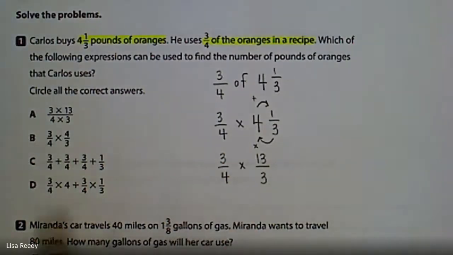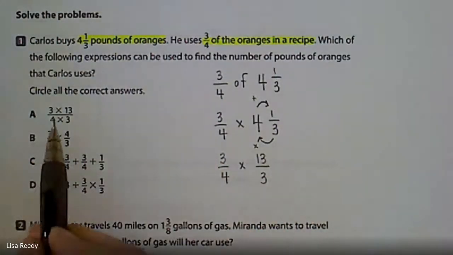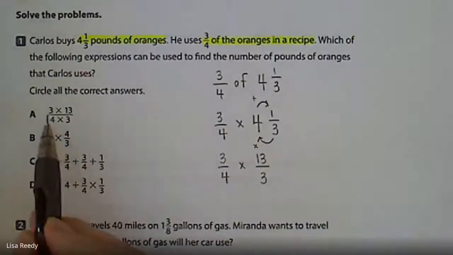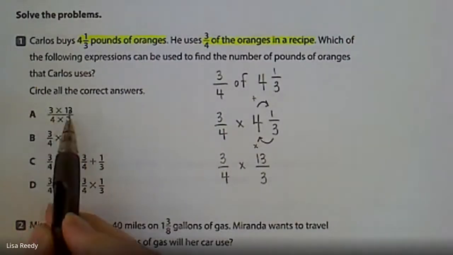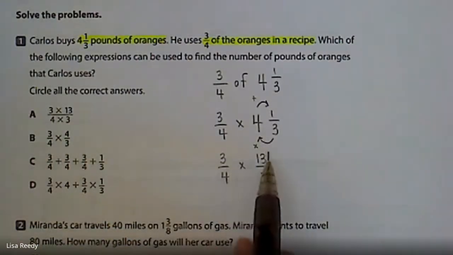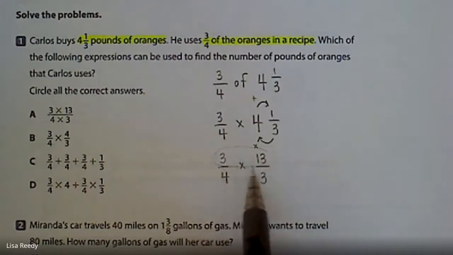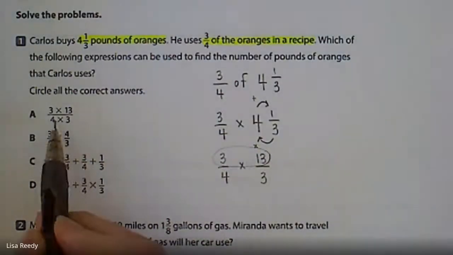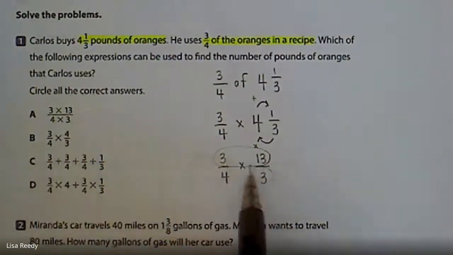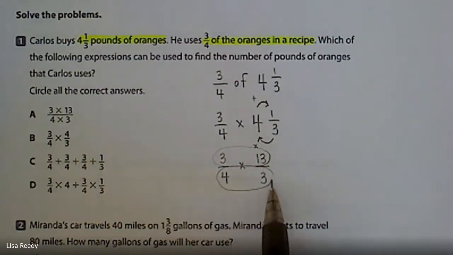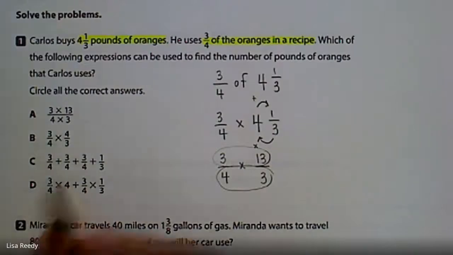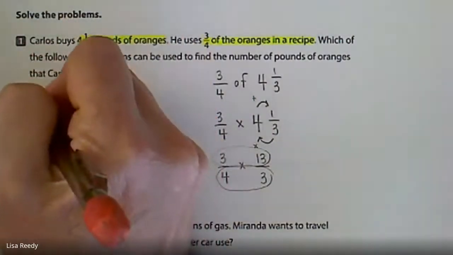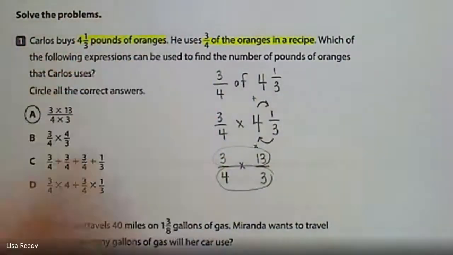All right, so if I look at my options, let's start with option number 1, which is A. It shows that what they would do is 3 times 13 on the top, which is what you actually do right here in this problem, 3 times 13, and 4 times 3 on the bottom, which is actually what you do on the bottom here, so 4 times 3. So to solve this problem, you would get that answer. This works out perfectly. So A is a choice.